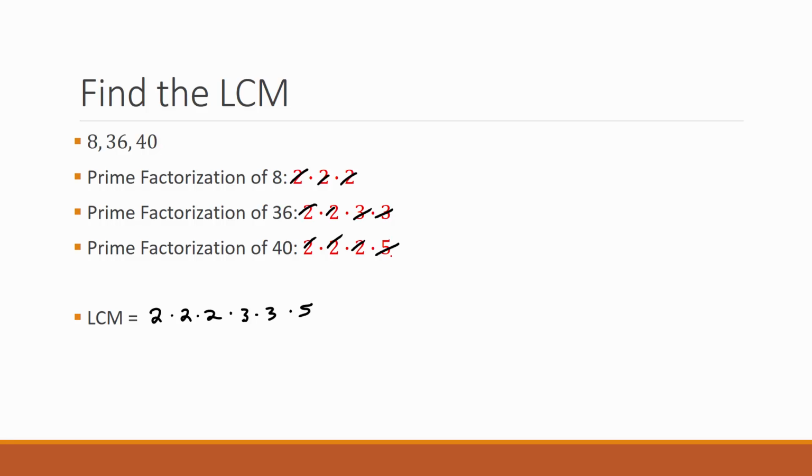Now I multiply all of those factors, and I find that my least common multiple for 8, 36, and 40, or the first number that they will all go into, is 360. That's the first common multiple of 8, 36, and 40.